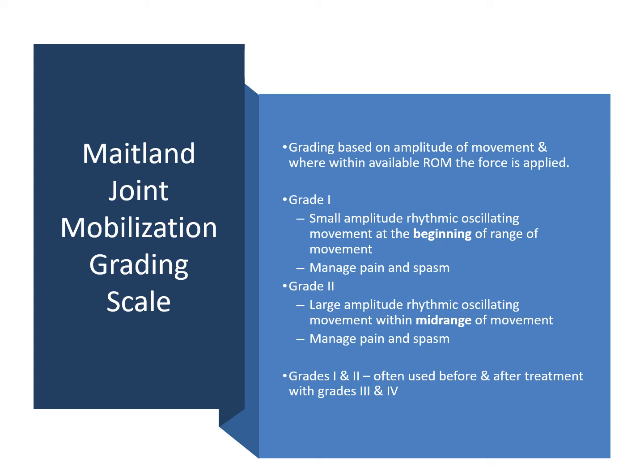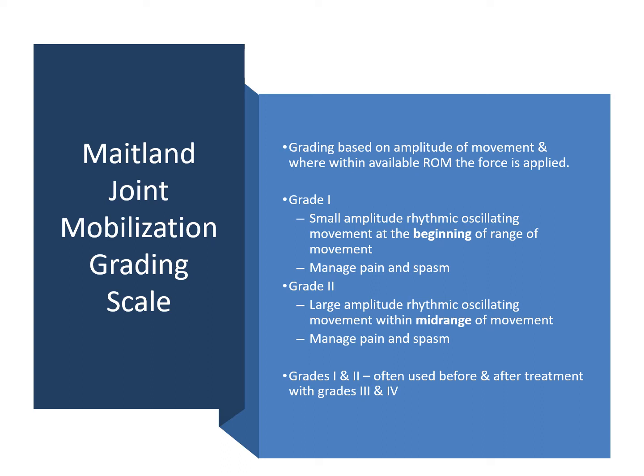Now coming to grade 2. Grade 2 is large amplitude, rhythmic oscillating movement within the mid-range of the movement. You start from the beginning and you reach the mid-range of the movement. That much is known as grade 2. This also helps in reducing pain and spasm.